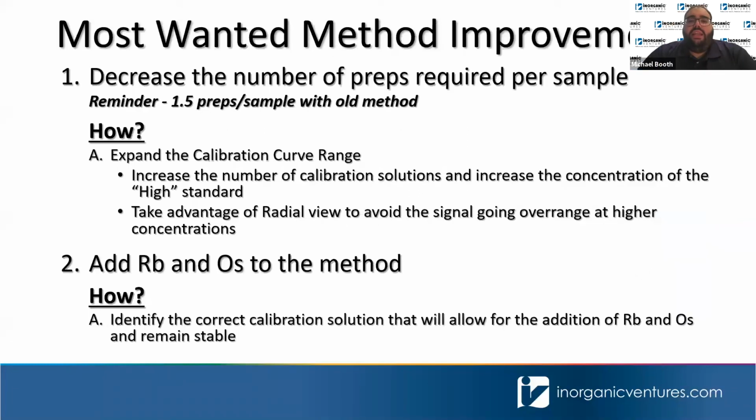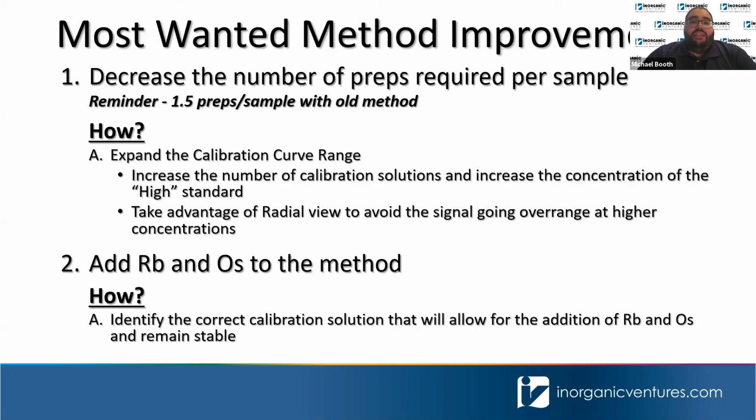Thank you, Thomas. Yeah, in this section of the presentation, we just wanted to review, now that you've got a more detailed picture of what our old method was, that there was room for improvement. So the first step was just to identify what we wanted to improve. And based on the slides that Thomas had just shown you, we came up with these 4 hard improvements that we wanted. The first was to decrease the number of preps required per sample. So just a reminder, it was 1.5 preps per sample with the old method.